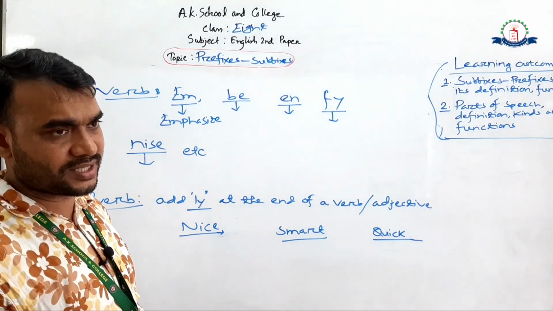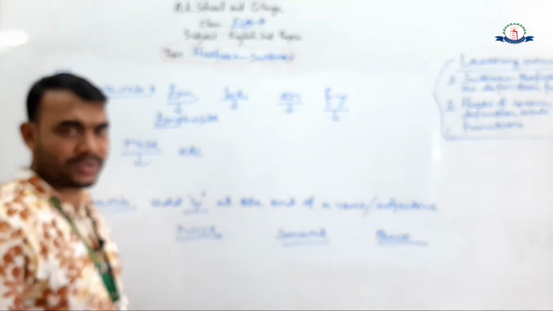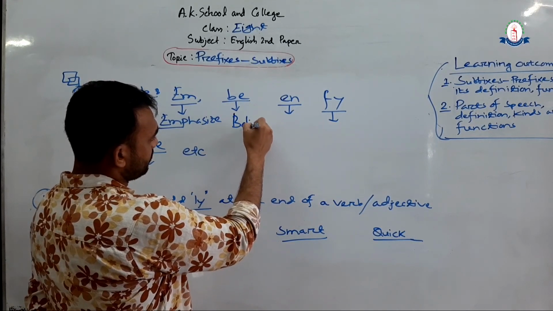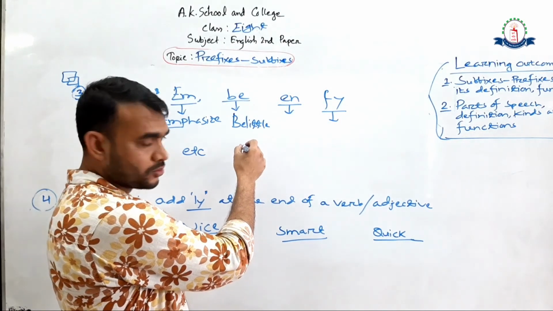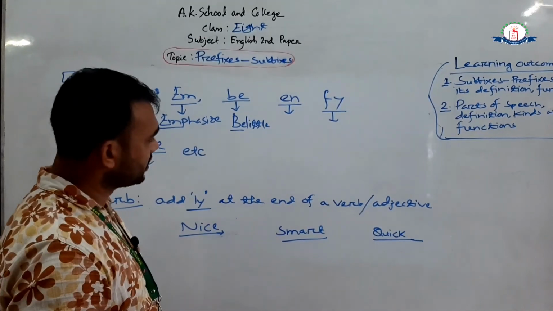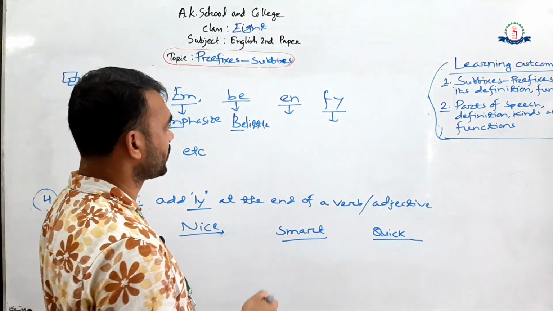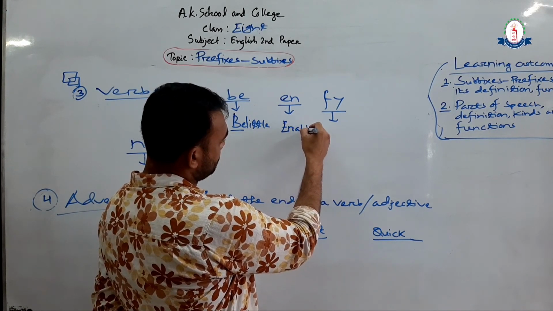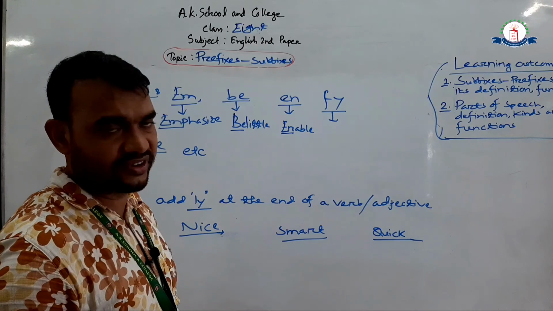So here the word is emphasize, and I have used em here, and this very em makes the word a verb. Here, be. The main word is little, but I have used be at the beginning of this word, so it has become a verb, belittle, to make someone little. Here, en. The word is enable, and this en makes it a verb.